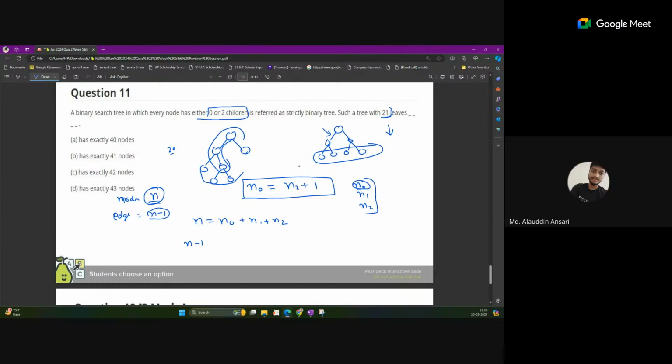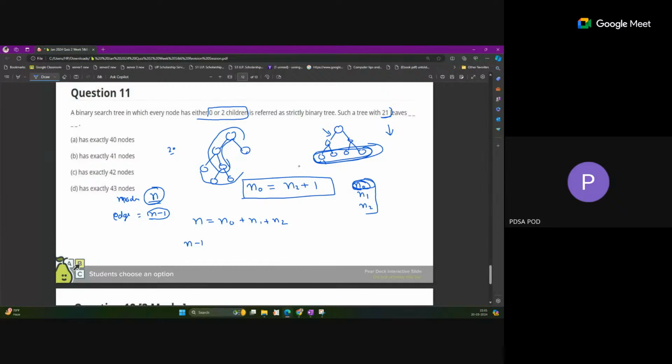Okay, nodes with 0 children. Upward, they will have an edge, but they will not have any further. So you can see these are leaf nodes. Leaf nodes actually have 0 children, so no edge is connected below them. That means we can ignore them for the edge count.